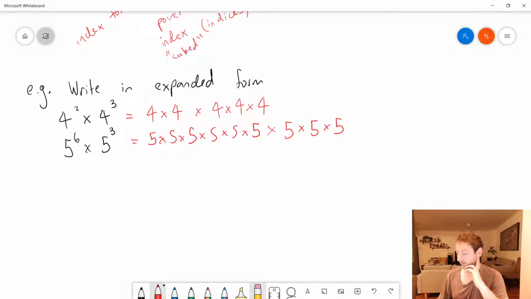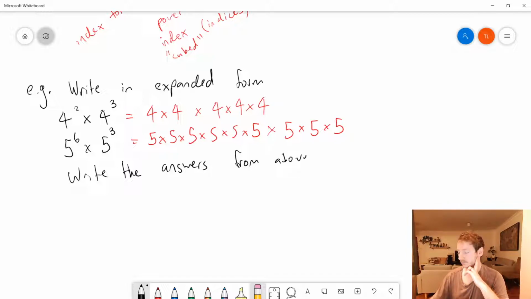Alright, now I'm going to do the opposite. Write the answers from above in index form, or you might say index notation. I'll call that 1 and Roman 2, just so we know what we're referring to.